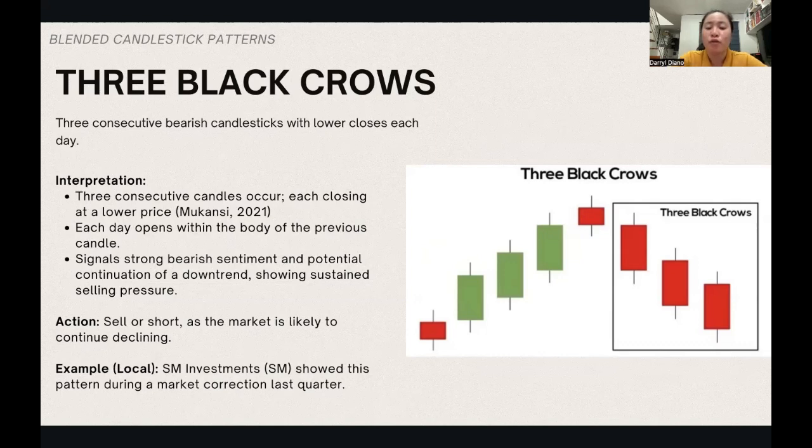So our action for this pattern is, if you are holding a position, it's a good time to exit or prepare to short. This pattern is reliable, especially when accompanied by high volume. So to recap, we have engulfing patterns, the harami patterns, the dark cloud cover, and the three black crows. Blended candlestick patterns simplify market analysis, making it easier to understand price action. Always pair them with other tools like volume or moving averages to strengthen your strategy.